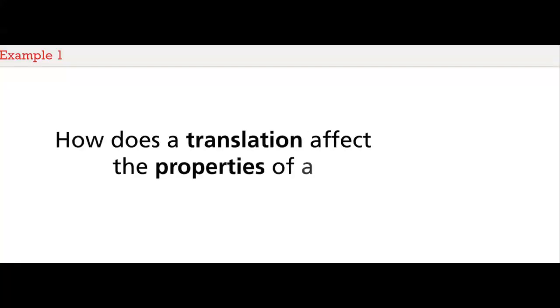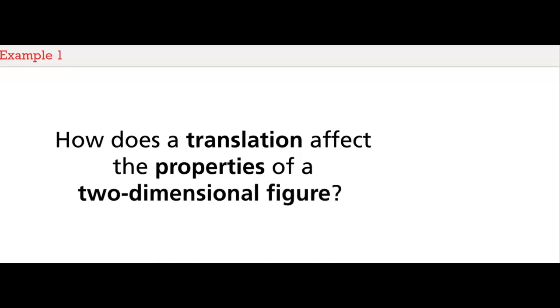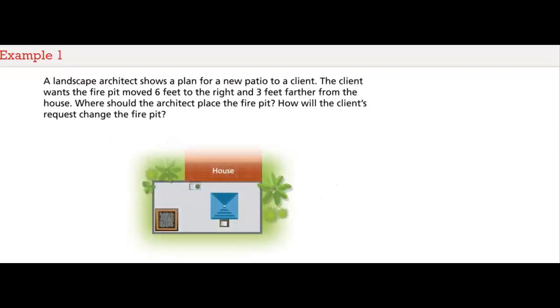Affect the properties of a two-dimensional figure. Think about this question during the lesson. A landscape architect shows a plan for a new patio to a client. The client wants the fire pit moved 6 feet to the right and 3 feet farther from the house. Where should the architect place the fire pit? How will the client's request change the fire pit?